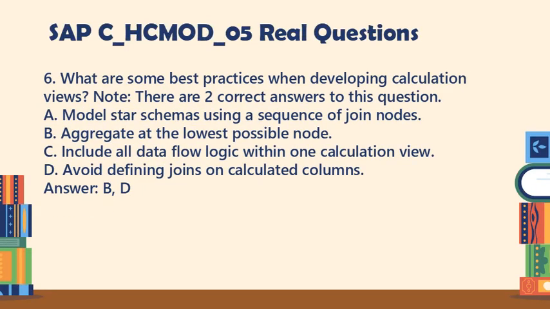6. What are some best practices when developing calculation views? Note: there are two correct answers to this question. A. Model star schemas using a sequence of join nodes. B. Aggregate at the lowest possible node. C. Include all data flow logic within one calculation view. D. Avoid defining joins on calculated columns. Answer: B, D.